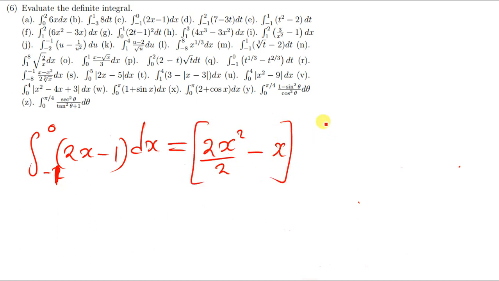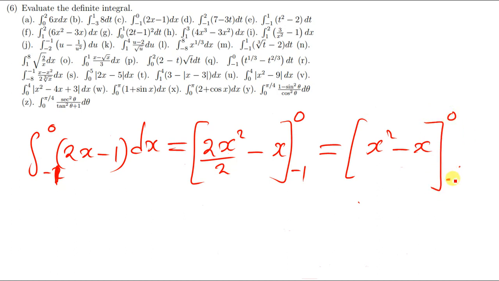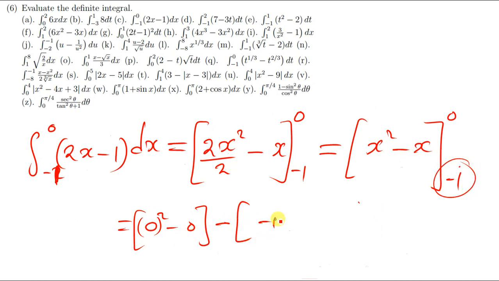We have to put this in brackets, and then the limits are 0 and negative 1. When we simplify this, we're going to have x squared minus x. Let me just write the brackets, with 0 and negative 1 there. When you replace the upper limit, which is 0, in the expression, we're going to have 0 squared minus 0. And then we say minus, we also replace the lower limit, which will be negative 1 squared minus negative 1.